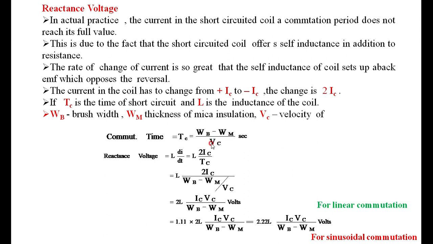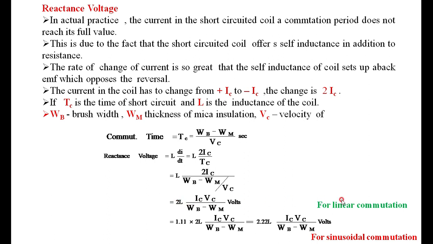The VC is the velocity of the commutator segment. Therefore, distance divided by the velocity gives the time. Then the reactance voltage is given by L di by dt. What is the change in the current? Change in the current is 2 IC. The L is as it is. The change in current is 2 IC, and the time taken is TC. Then you have to substitute the value of TC in this equation. Then what I am getting here is 2L ICVC divided by (WB minus WM) volts, which is the reactance voltage.